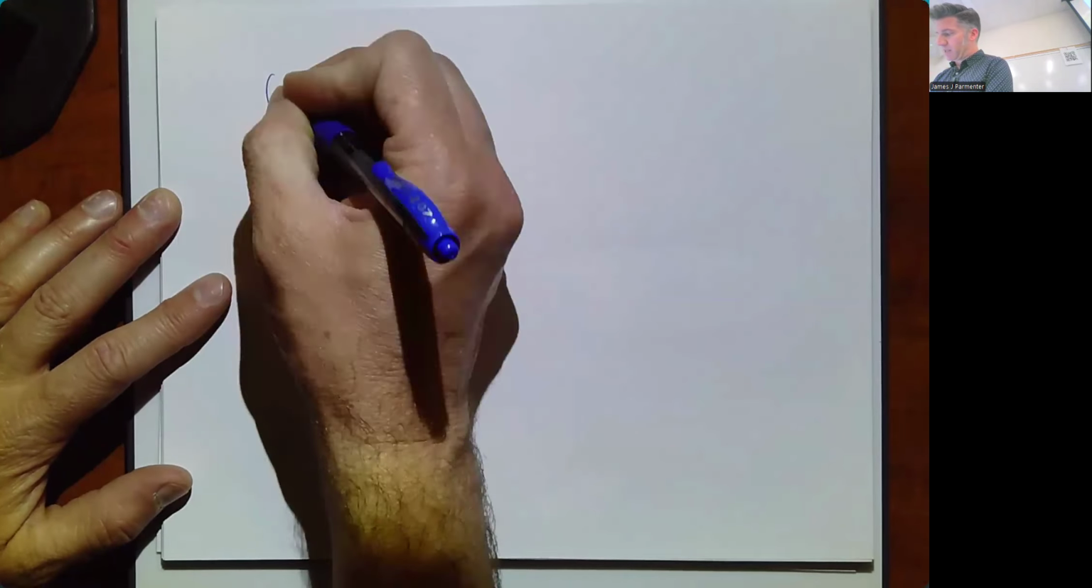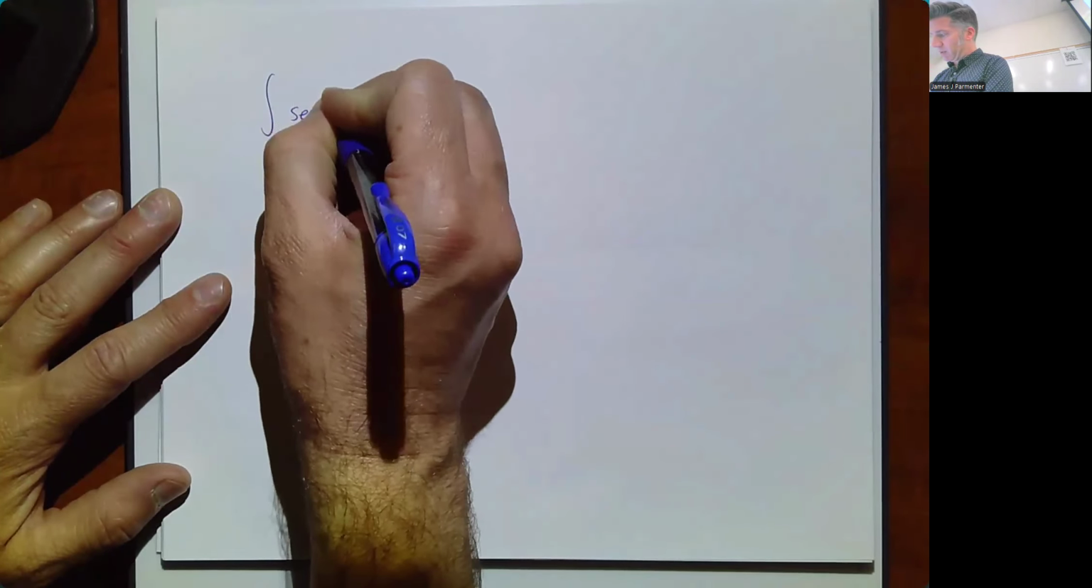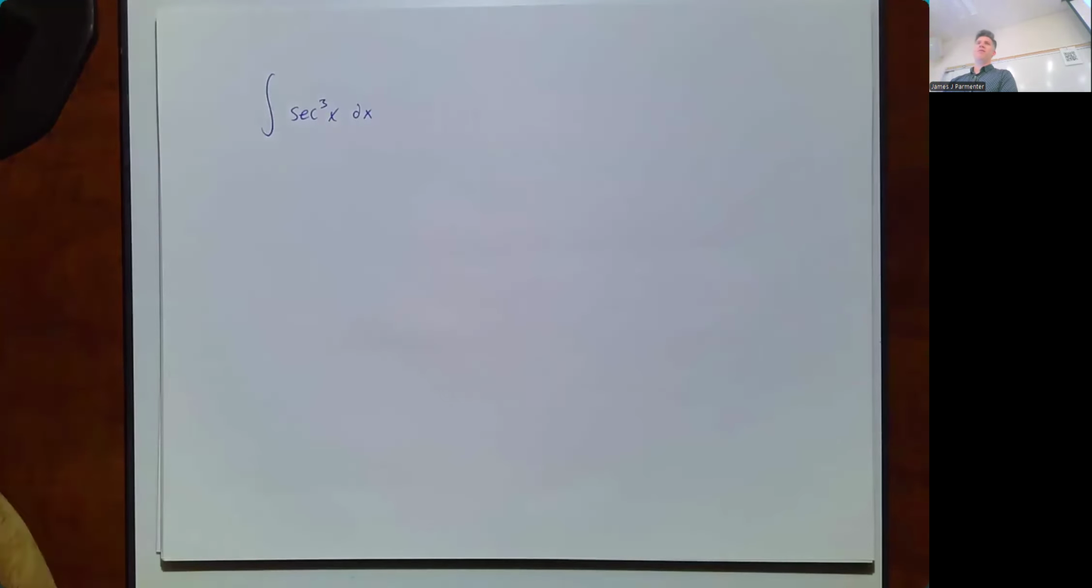So here's how you would integrate something where you had an odd power of secant and an even power of tangent. Do I have an even power of tangent here? Kind of, actually I do. How many tangents do I have? This many. Is that an even number? Is 0 even? It definitely is. 0 is 100% even. What's the definition of being even?